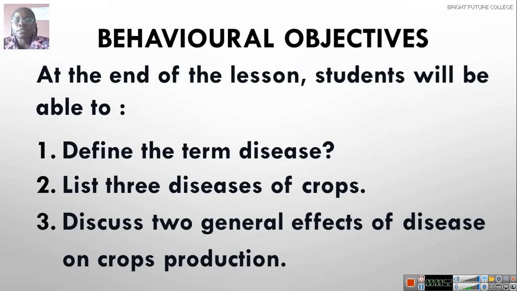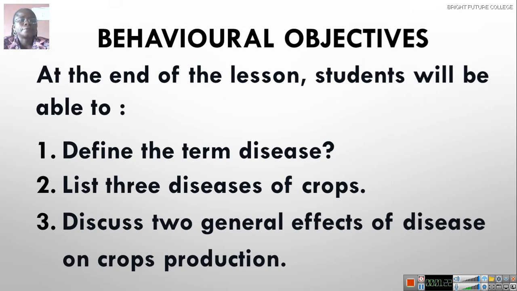At the end of this lesson, you will be able to: 1. Define the term disease. 2. List 3 diseases of crops. And 3. Discuss 2 general effects of disease on crops production.